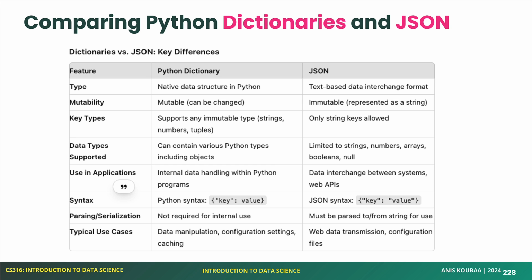We made it last week, and you have it also in the assessment. So this is a table that summarizes the differences between Python dictionary and JSON.